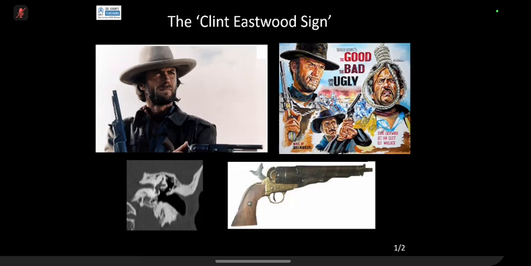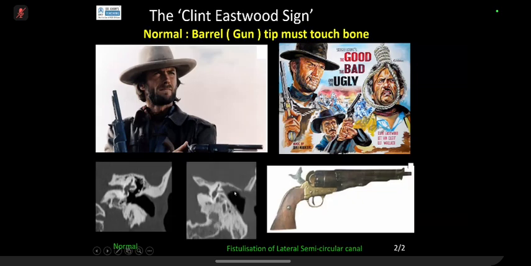This is what I call the Clint Eastwood sign, from the old classic movie The Good, the Bad and the Ugly. This is Clint Eastwood's gun. This is the barrel, and it is touching this white. So this barrel, and this is the superior semicircular canal. This is the vestibule. This should not touch the black. The barrel should not. You can see it here.